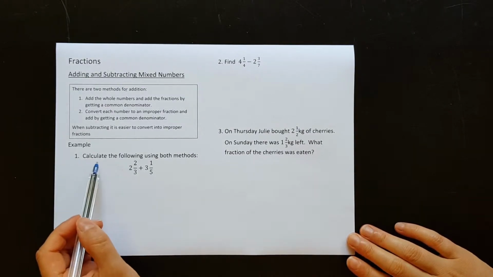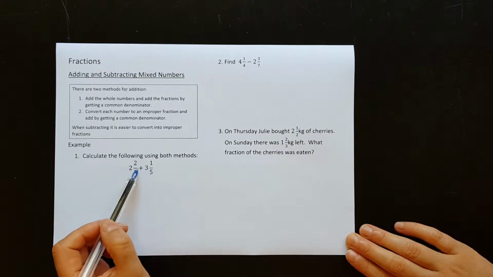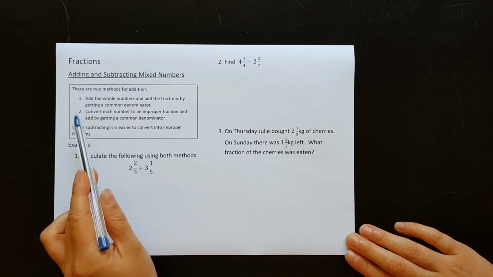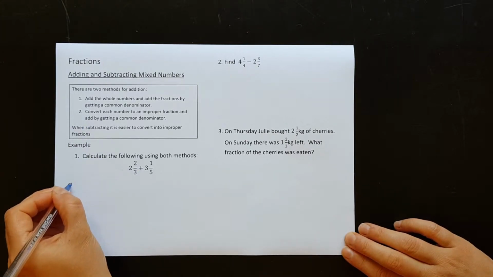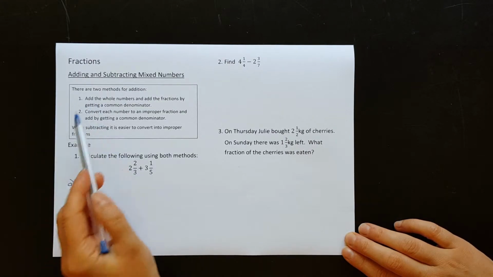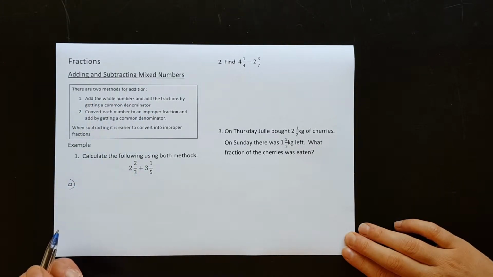So for number 1, calculate the following using both methods. Okay, so because it's an addition problem, we have the two methods up here that we want to do. So I'm going to call it method A. Okay, method A, the first one. So we want to add the whole numbers and add the fractions by getting a common denominator.